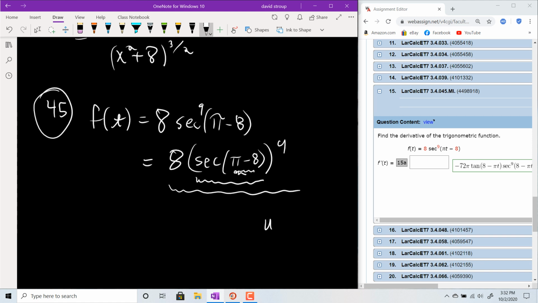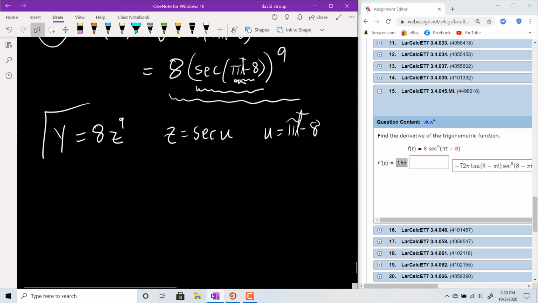So let's call the inner part u. It should be pi t minus 8. I apologize, pi t. Let me smush that in. So the inner part is pi t minus 8. And then the next level out, we'll call that, I don't know, z. That's secant of u. And then the next level out, we'll call the y. And then that's just going to be 8z to the 9th.